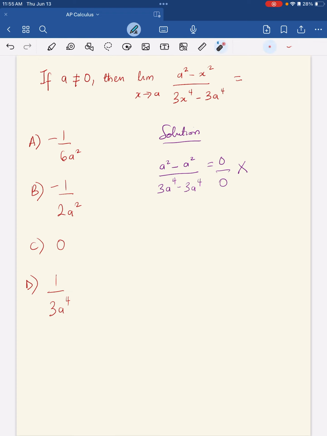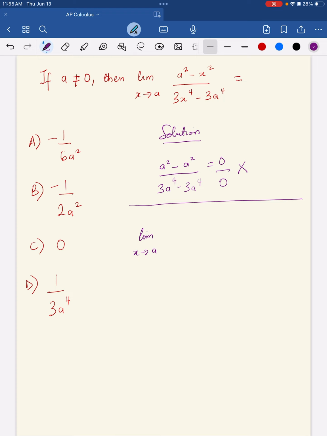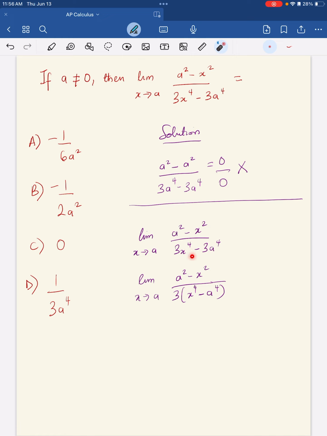All right, so now for other methods I could consider, I could try factoring the expression to see if there is something I can manipulate. So let's try that now. Let's have it again as written here. Limit x goes to a of a squared minus x squared divided by 3x to the power of 4 minus 3a to the power of 4. Now I can rewrite this as limit x goes to a of a squared minus x squared divided by 3 times x to the power of 4 minus a to the power of 4. So I'm factoring the denominator by removing 3 out, because 3 is common to both of them.